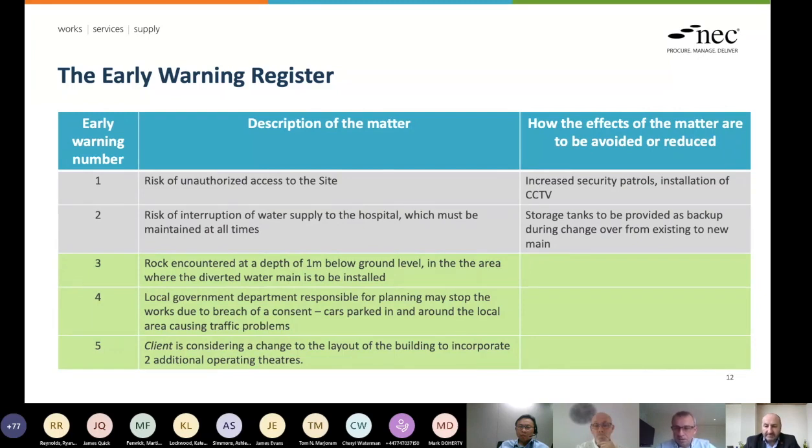Obviously in target contracts and cost reimbursable contracts, options C to E, it most likely would be part of defined cost as people providing the works. So it would be reimbursed in that sense. I hope that answers the question.